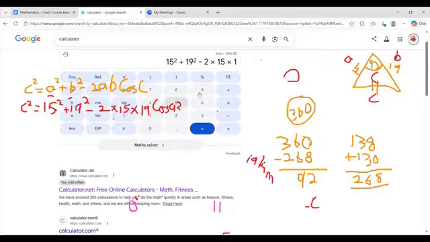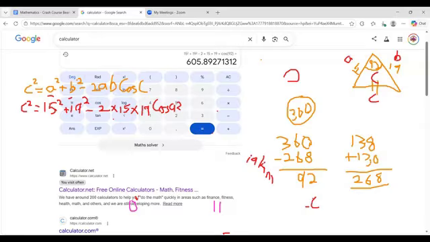Multiply by 19. Multiply by cos 92. Let's double check it. 15 squared, 19 squared. Okay, everything seems to be perfect. So what did I get? 605. That's what I'll get, but that's not the final answer.